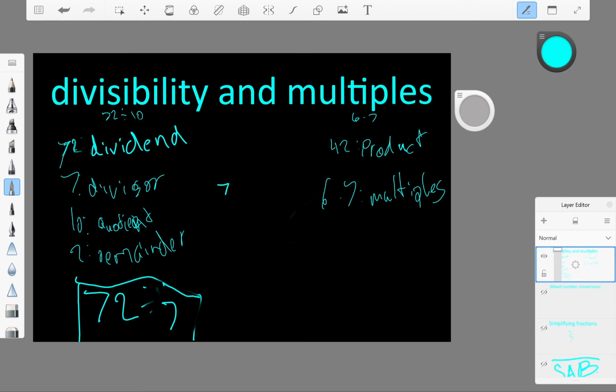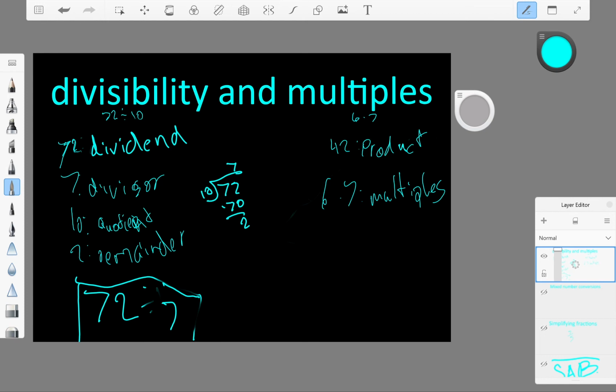Now, when we do 72 divided by 10, we know how to do division. 10 goes into 72 7 times. Minus 70, you get 2. Okay? So now that's where we're going to stop, because 10 doesn't go into 2 anymore, and we don't want a decimal or a fraction right now. So 10 goes into 72 7 times. So 7 is our quotient.